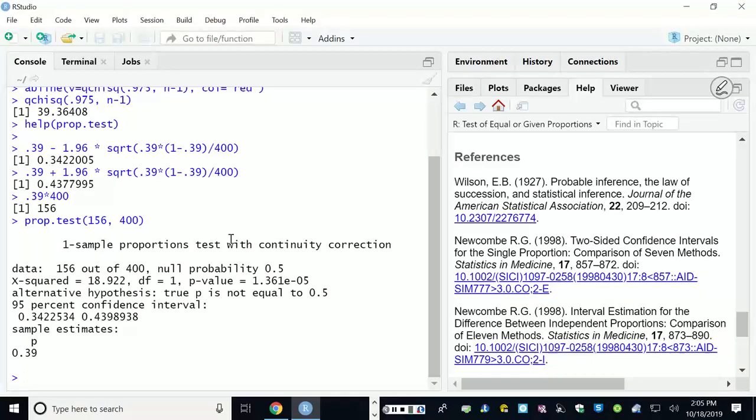It gives it with a continuity correction and uses the Wilson method. And so it comes out 0.342 up to 0.44398. So it's different, kind of in the third decimal place, maybe really in the fourth decimal place. So it's slightly different, but pretty much the same.